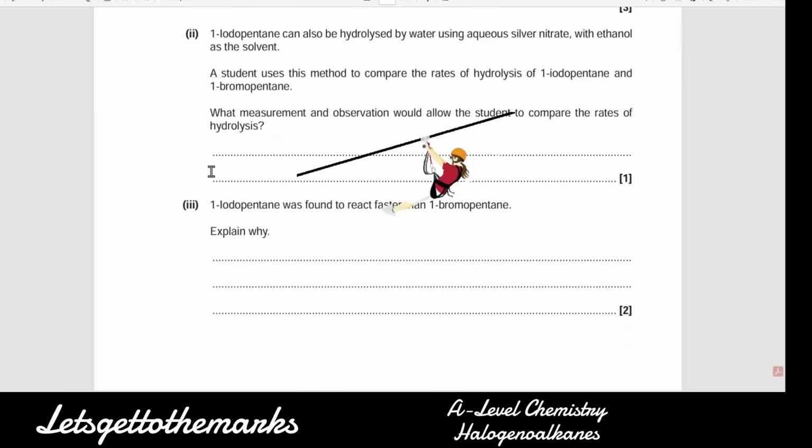So zipping down, 1-iodopentane can also be hydrolyzed by water. So H2O can provide those hydroxide ions, not just sodium hydroxide, using aqueous silver nitrate with ethanol as the solvent. A student uses this method to compare the rates of hydrolysis of 1-iodopentane and 1-bromopentane. What measurement and observation would allow the student to compare the rates of hydrolysis?